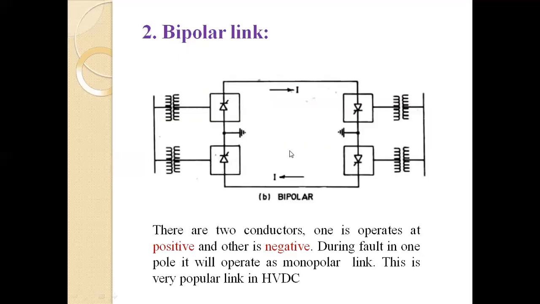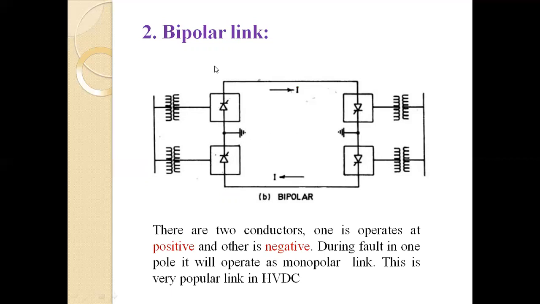Second is the bipolar link. So here the bipolar link is present. Here is the source. There is a transformer, whether it is a step-up transformer or a step-down transformer. At the sending end, we use the step-up transformer, but at the receiving end, we use the step-down transformer. Here a converter is provided for every line. For this line, one converter is provided, and for this line, one converter is provided. Similarly, at the receiving end, two converters are provided for the first line and second line. Here, this point is grounded.